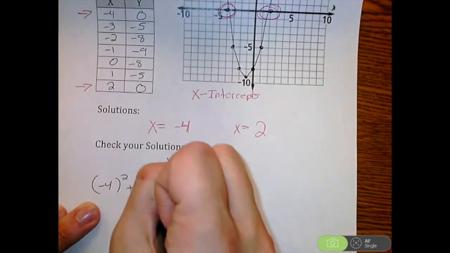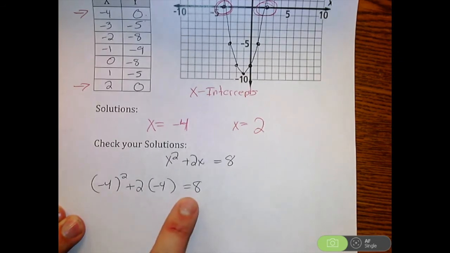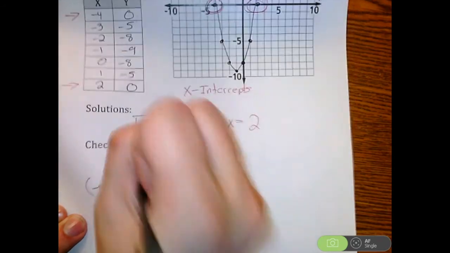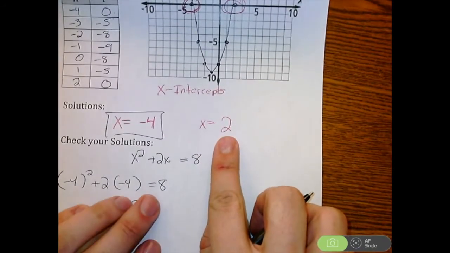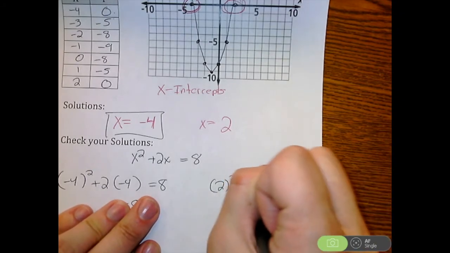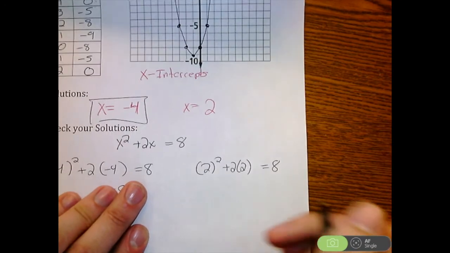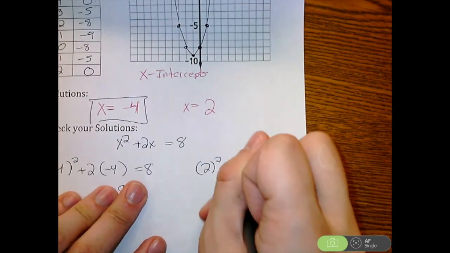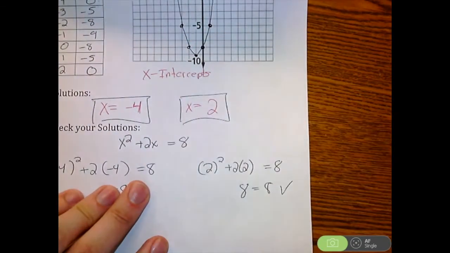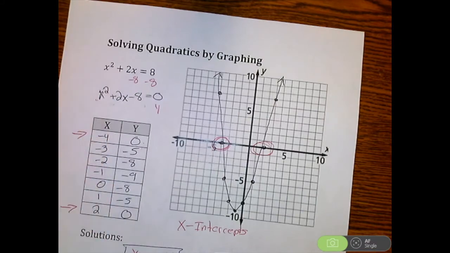So if I plug in -4, and you could check this on your calculator, type it in just like this. And what's going to happen is you're going to get 8 equals 8. So it works out, x equals -4 is a solution. And you would do the same thing now with 2. Figure out 2 squared plus 2 times 2. And see, does that equal 8? And what happens is you plug it in, you get 8 equals 8, works out. So x equals 2 is also a solution. And that was solving quadratics by graphing.